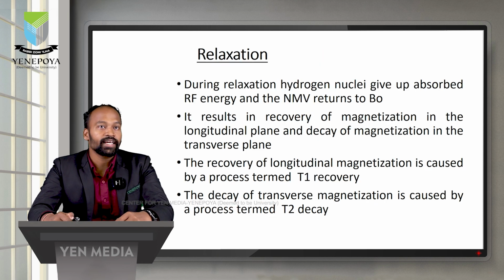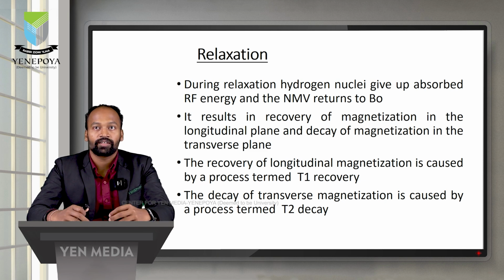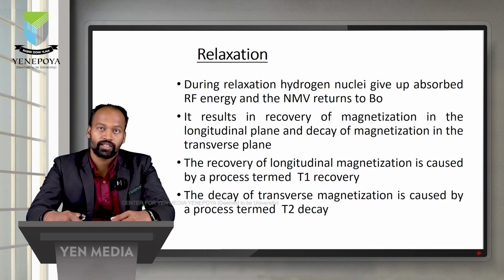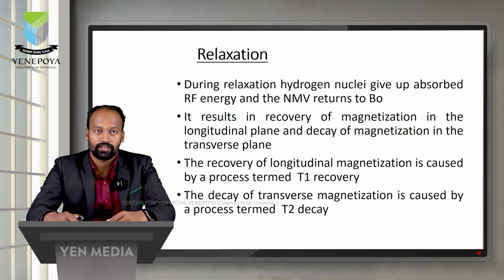Next one is the relaxation. Relaxation is the hydrogen nuclei giving up the absorbed RF energy, and the net magnetization vector returns to the static magnetic field, that is B naught. It results in the recovery of magnetization in the longitudinal plane and decay in the transverse plane, as we have told already.